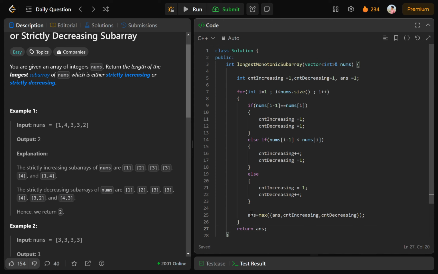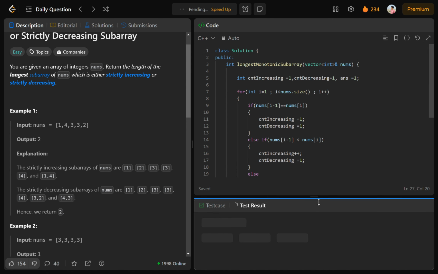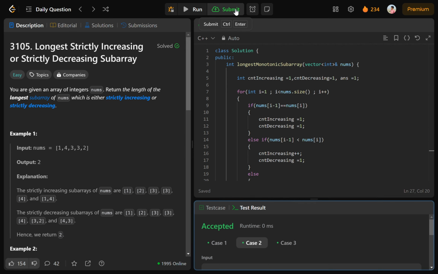Let's try to run this. Okay, let's submit this. So the code is accepted.